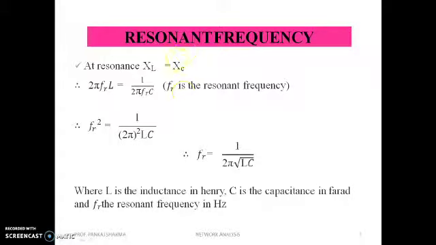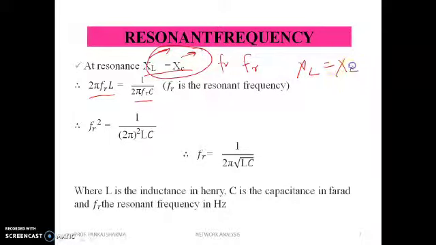At resonance, what is the condition? We have seen this. The inductive reactance is equal to the capacitive reactance. XL is becoming equal to XC. XL is equal to 2 pi FR L. Let the frequency at which resonance occurs be called FR: F for the frequency, R for resonant. I'm fixing the nomenclature. So 2 pi FR L is equal to 1 upon 2 pi FR C. This is the condition.